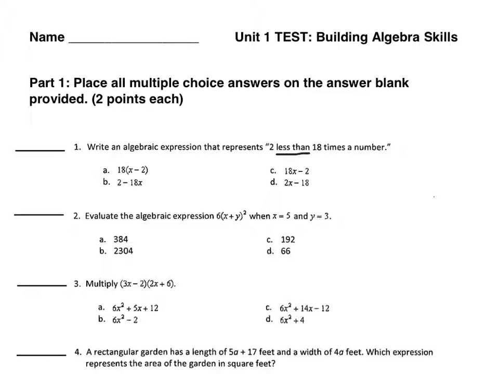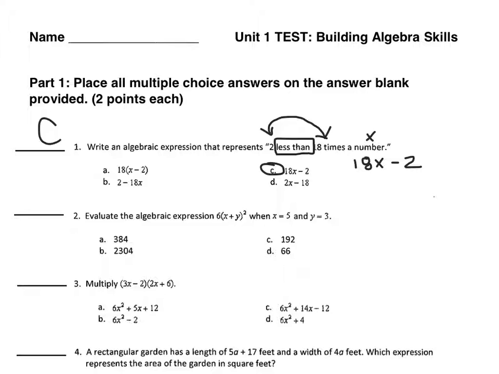18 times a number, we'll use x to represent the number, would be written as 18 times x. We're being asked to take 2 less than that. So that means we have to subtract 2 from it. So just be careful with these words "less than." You're right, they mean subtraction. But this is a case where when the words "less than" are used, you must switch the order of the things you're subtracting. So in this case, the answer was choice C.